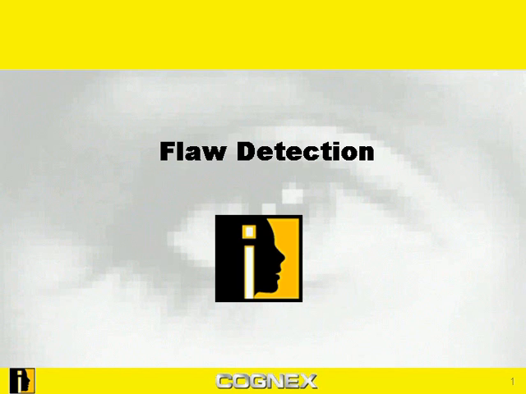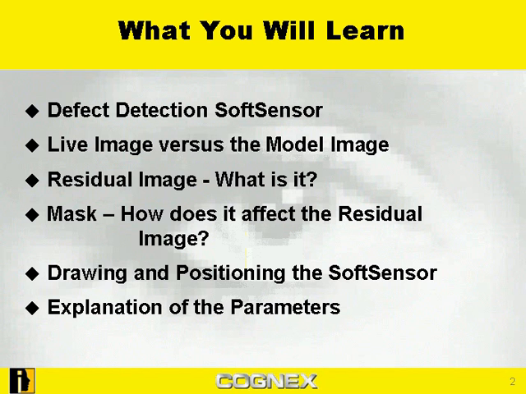As we progress through, we're going to be learning what the defect detection soft sensor does, how we look at the live image versus the model image, and the residual image, what it is, how a mask affects the residual image, and of course drawing and positioning the soft sensor and some of the explanation of the parameters.